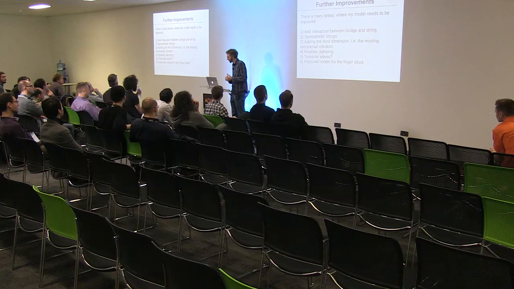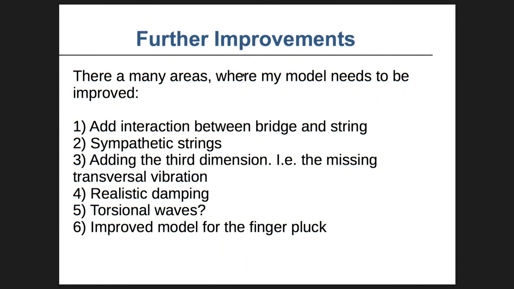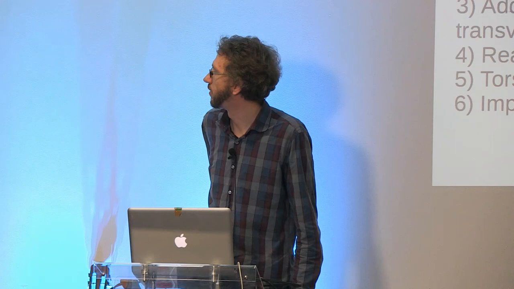I'm coming to the end of my talk. Actually, I'm ahead of time, which is interesting. I didn't expect that. There are quite a few areas which I still need to improve in my model. I need to add better interaction between the bridge and the string. I need to add sympathetic strings, which I haven't done yet. I also need to add a third dimension for the vibration, because there are actually two transversal vibrations for the string. I need to add more realistic damping, maybe torsional waves. I'm not sure if I need this, and maybe an improved model for the finger plucking.